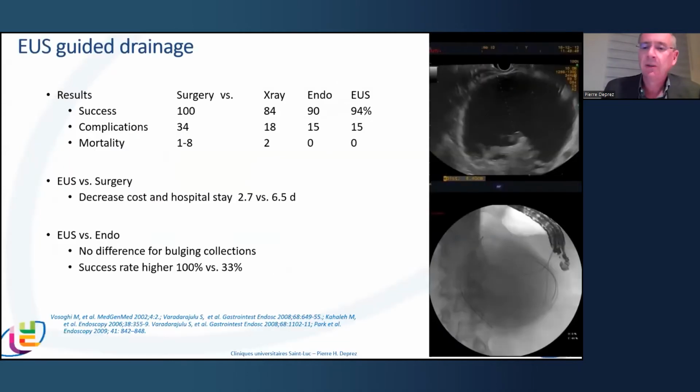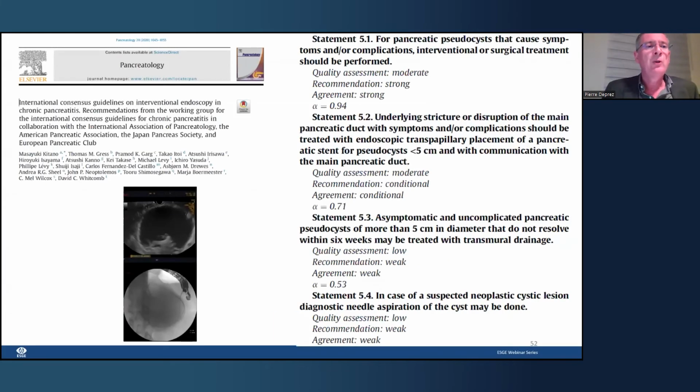Concerning now pseudocysts, the second part of my talk, we have known for many years that EUS is a quite effective way to treat these pseudocysts. Compared with surgery, there is decreased cost and decreased hospital stay, and of course nobody would do pure endoscopic drainage even in bulging collections, because the success rate with EUS is much higher, and it's also much safer because you can control any presence of intervening vessels. So that's a point that's known for a long time.